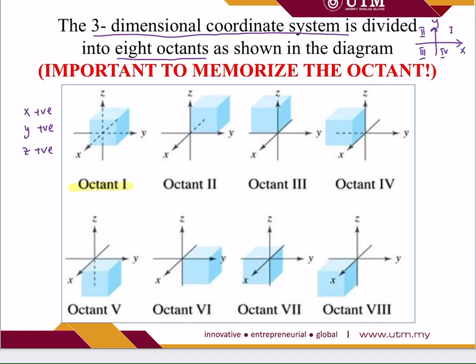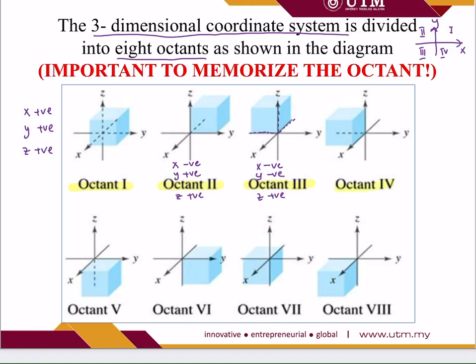For octant 2, we look here: x is negative, y is positive, and z is also positive. That is octant 2. For octant 3, how about octant 3? We look here, x is negative, because it is at the back here. How about y? Y is also negative. How about z? Z here is positive.